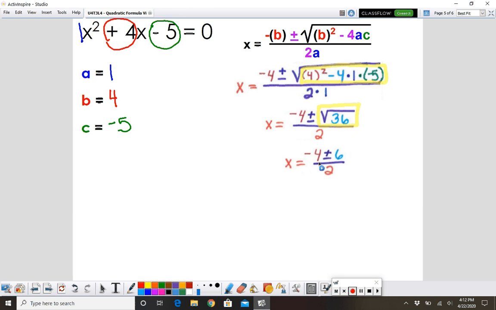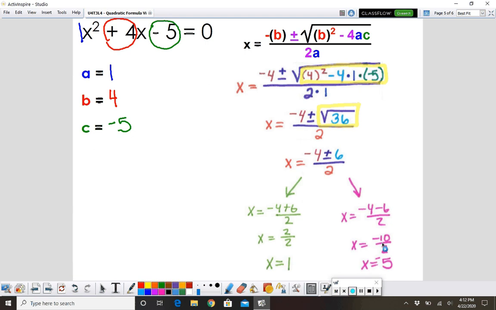So we're going to solve 2 different problems. We're going to do negative 4 plus 6, and we're going to do negative 4 minus 6. So negative 4 plus 6 is 2. 2 divided by 2 is 1. Over here we've got negative 4 minus 6, which is negative 10, and negative 10 divided by 2 is negative 5. So our 2 solutions here are going to be 1 and negative 5.